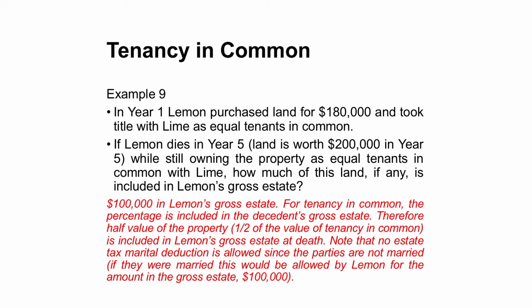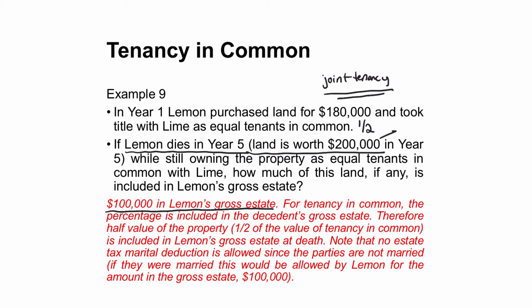What if Lemon purchased land for $108,000 in example 9, took title with Lime as equal tenants in common, and then Lemon dies in year 5 when the land is worth $200,000? Again, they're 1/2 owners, right? Well, now, this is different than when it's a joint tenancy. When it's joint tenancy, the full $200,000 is included in Lemon's gross estate. Now, we do the ownership percentage. We take the $200,000 times the 50% ownership, and it's $100,000. So $100,000 is included in Lemon's gross estate, and there's no estate tax marital deduction because they're not married.